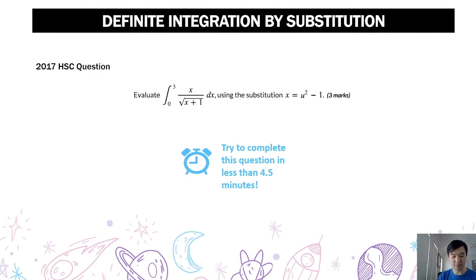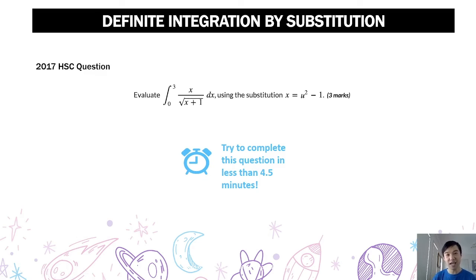Okay, so we got another question now, and this is from the 2017 HSC paper. We're told to integrate x over root x plus 1 from 0 to 3 using the substitution x equals u squared minus 1. So here, this is a non-chain rule type question, because the substitution is actually useful. We can't just use the reverse chain rule directly, although there is a way of doing this integral without a substitution.